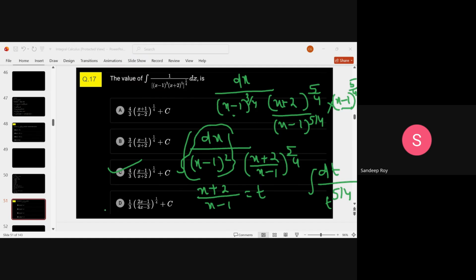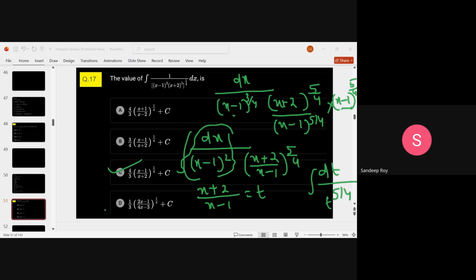So this is the procedure. Always follow the same procedure. Whatever the second factor is, the first factor you multiply and divide with the same power. The first factor is (x minus 1) and the second factor is (x plus 2), right? What I did here: first I got the common powers 3 by 4 and 5 by 4. I divided and multiplied the first factor with its power, that is (x minus 1) power 5 by 4, I multiplied and divided also.